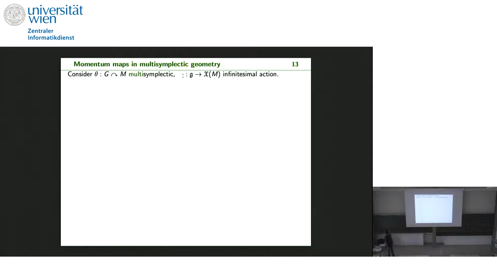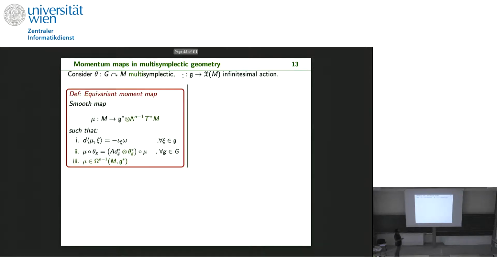Okay, we can do it like this. So consider now a multisymplectic structure on M, an n-plectic structure. Consider a group action that preserves the multisymplectic form, and denote by the underline the infinitesimal action. You can slightly modify the definition of moment map to give a higher notion of moment map. So now we talk about a smooth map from M to G star, tensor the n-1 wedge of the cotangent bundle.